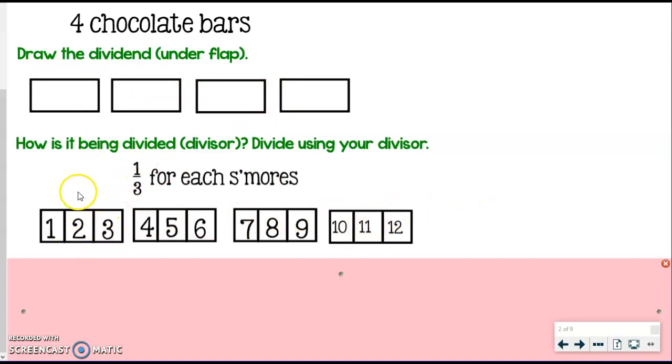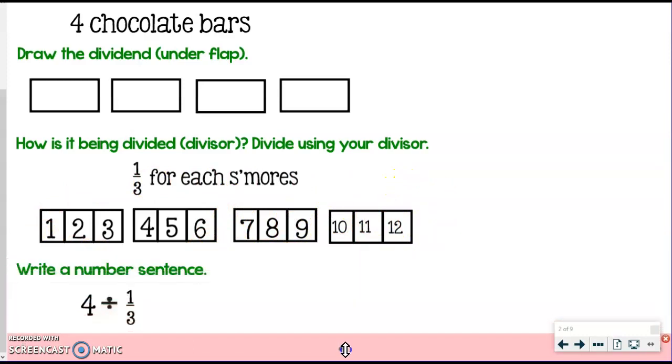Now these pieces are how I'm going to find my answer. Because I'm using 1/3 on each s'more, each piece creates a s'more. This piece makes a s'more, this piece makes a s'more, this piece makes a s'more, so I have 1, 2, 3 s'mores from 1 chocolate bar. If I kept going, here would be another third, another third, another third, so I get 6, 7, 8, 9, 10, 11, 12. When I count up all my third pieces, I end up with 12, so our answer is 12 s'mores.